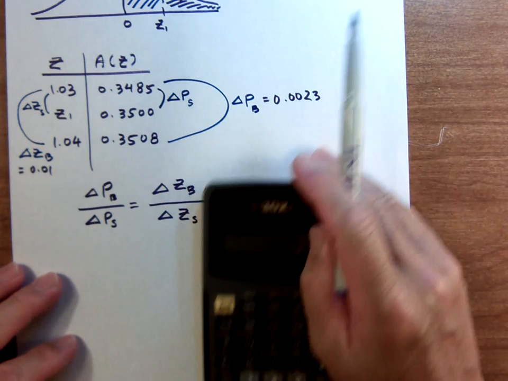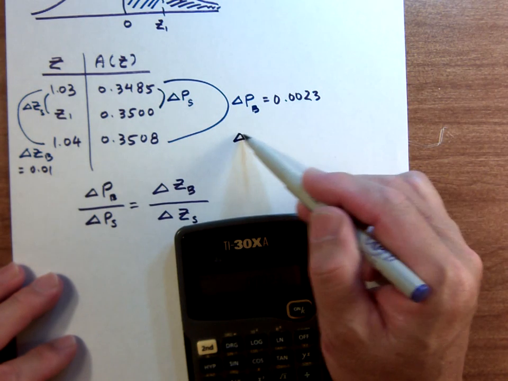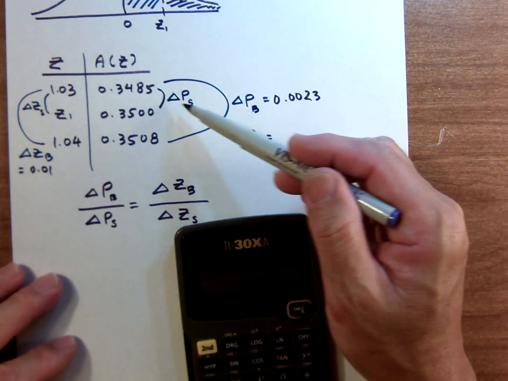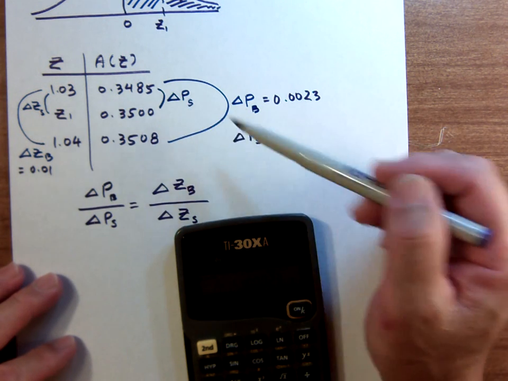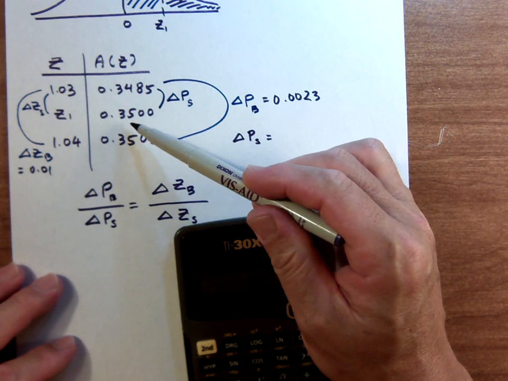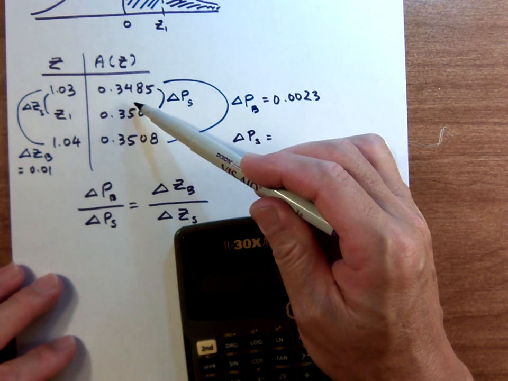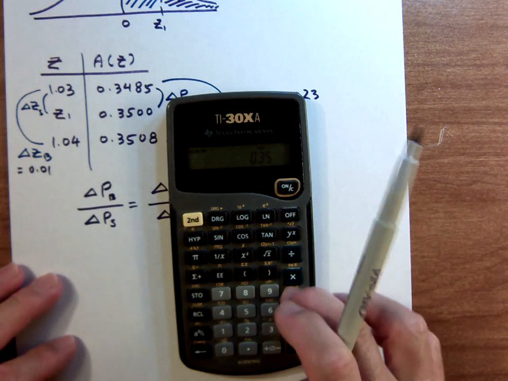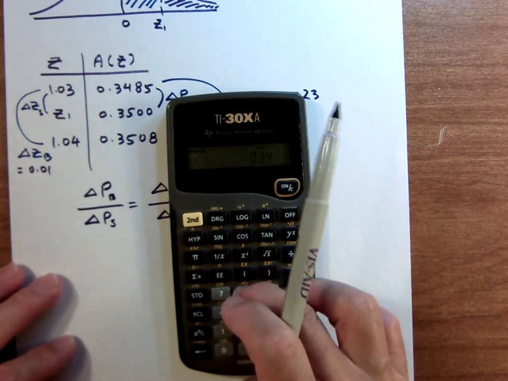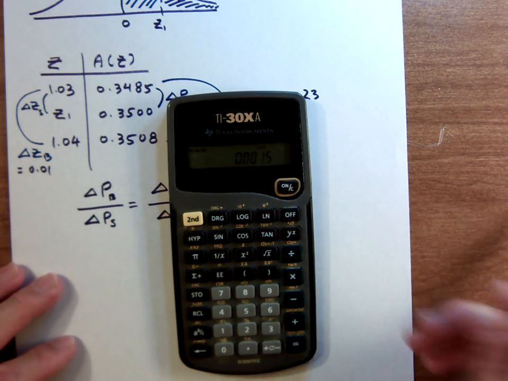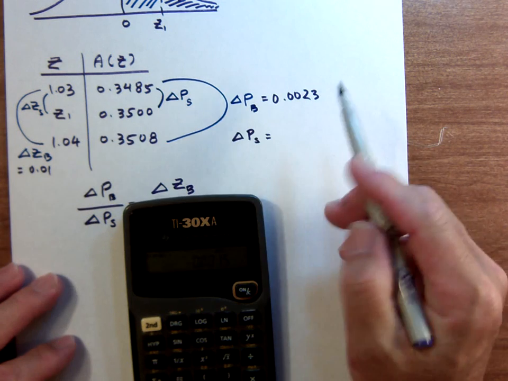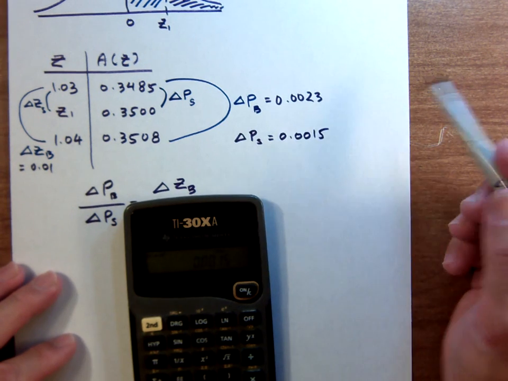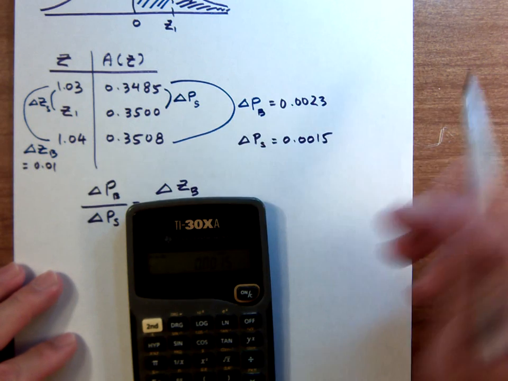Okay, and we can do a similar thing for change in PS. I don't quite have enough space here to write this, but all I'm going to do is subtract 0.35 minus 0.3485. 0.35 minus 0.3485 gives me 0.0015. Hope you can follow where I got these changes.